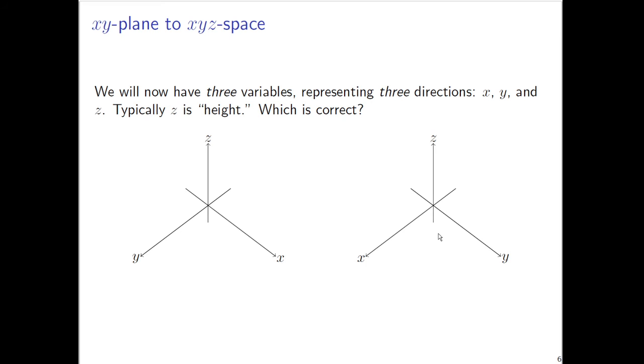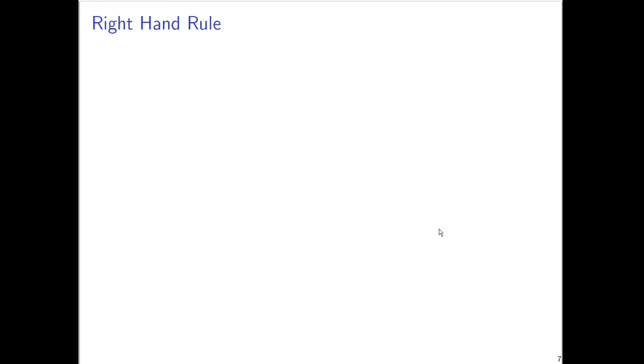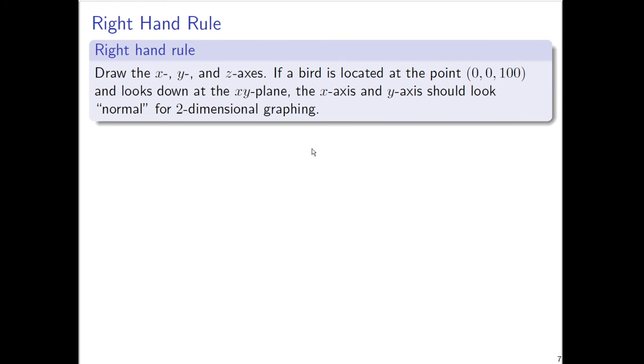Okay, so on page 6 of the slides, it is the drawing that's on the right. Now, how do we know? There's a thing called the right-hand rule that determines this. How does this right-hand rule work? I've heard it described a lot of ways. People have shown gestures with their right hand, which I have found rather confusing. So I'd like to describe it this way. If you draw the x, y, and z axes, and if you draw them correctly, the following should happen.